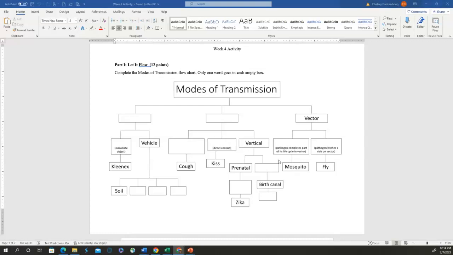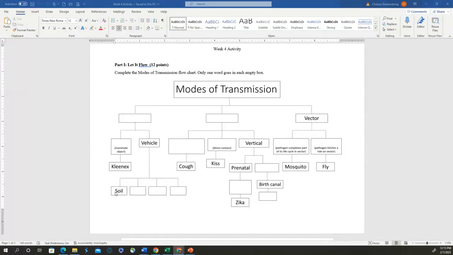So if you follow that logic, if you were to trace down this middle section, and I'm going to go all the way over here to the right to vertical, there's 2 types of vertical transmission. One is prenatal. What is that? And then here, Zika is an example, okay? And then the other type of vertical transmission is going to be when something happens as the baby comes out of the birth canal, and then what's the example?